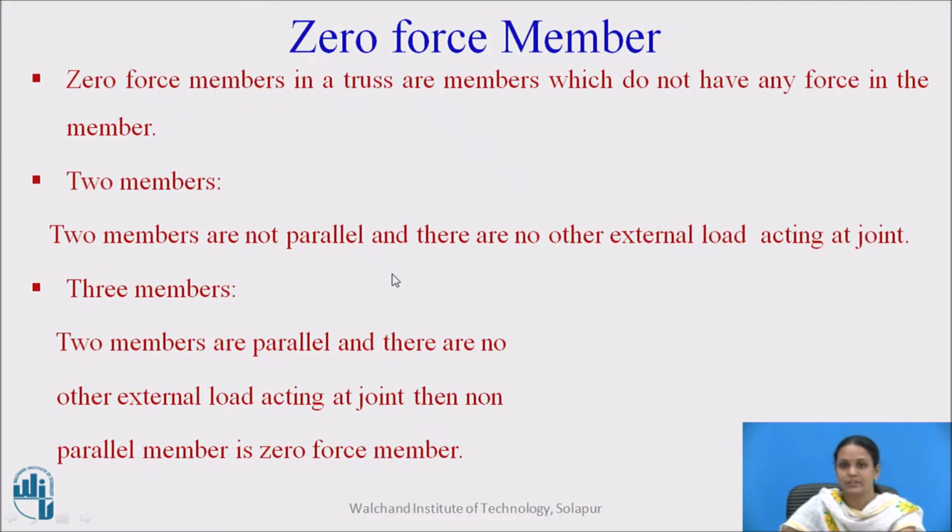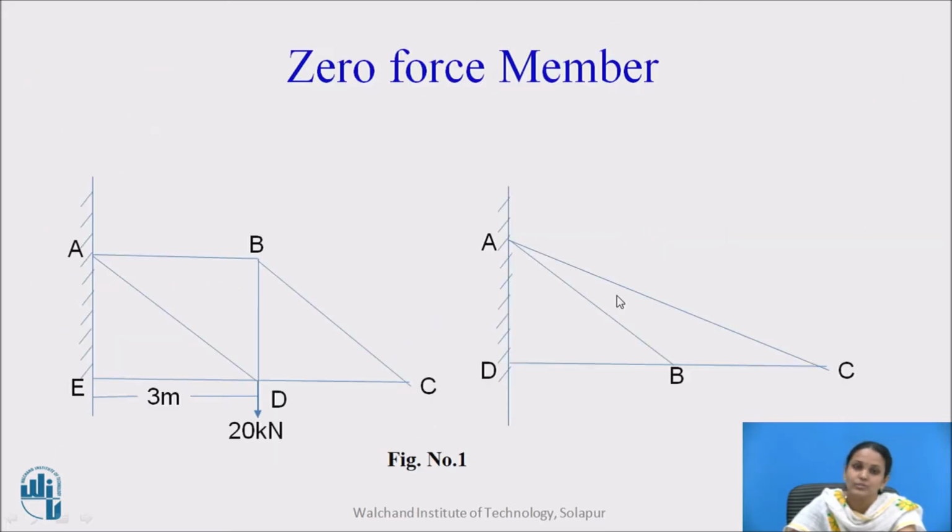Now we will see how to find the zero force member in the truss. A zero force member is a member which will not carry any force. Here we can find it by the two member method and the three member method. If you observe this truss at joint C, member DC and member BC are not parallel to each other, and we don't have any external load on joint C. So the force in member CD is 0 as well as the force in member BC is 0.